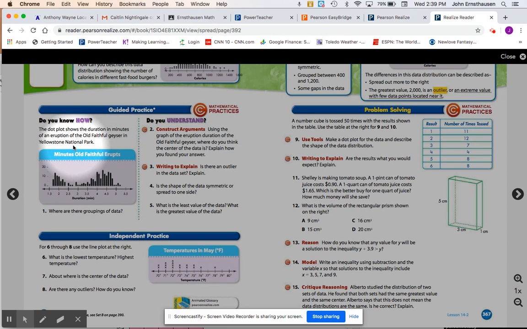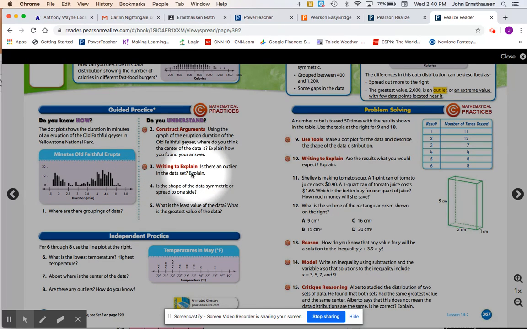The first one is Old Faithful Geyser in Yellowstone, and it asks, where are the groupings of data? If you look at this, it looks like there are some groupings right in here, where it's a cluster or group. And then also you see some groupings right here. Where do you think the center of the data would be? The center of the data is probably going to be somewhere in this area between 3.5 and 4, and that's more like the median. We'll get to that in a couple lessons.